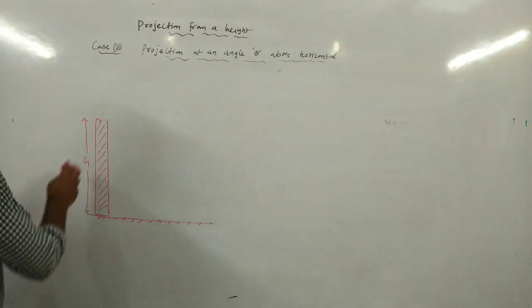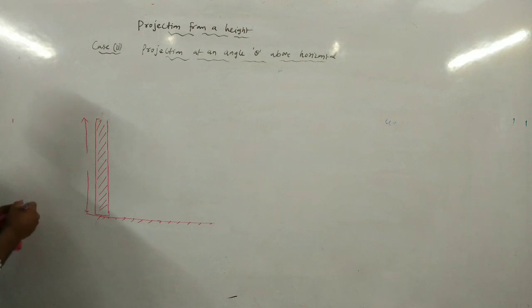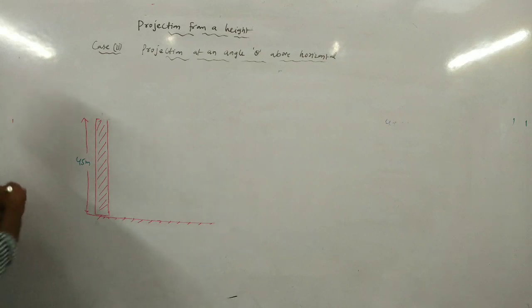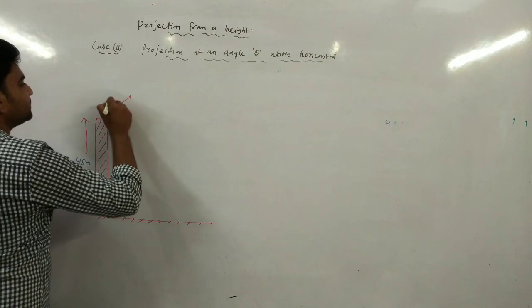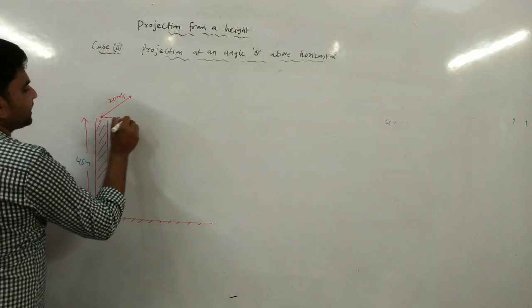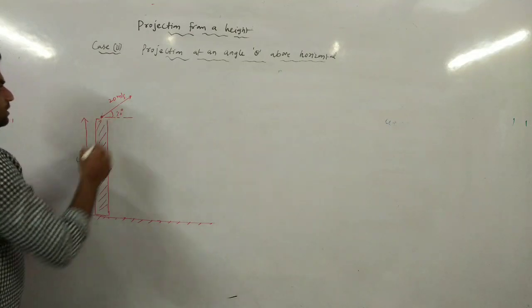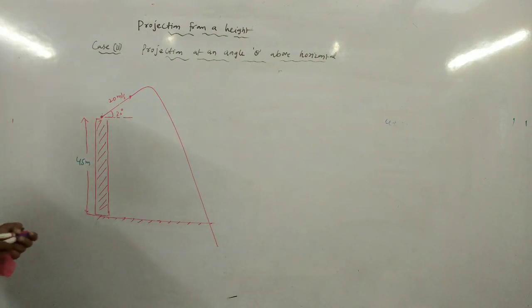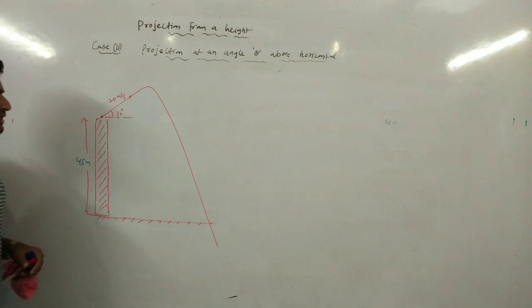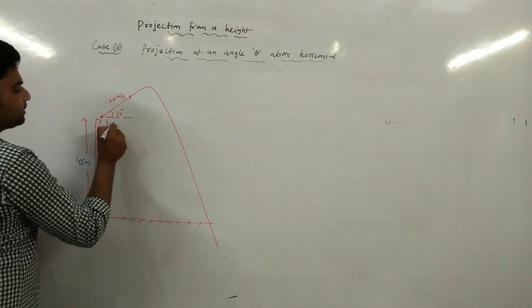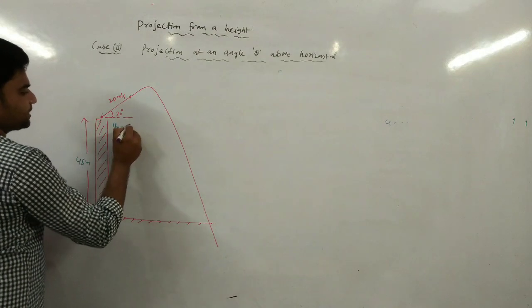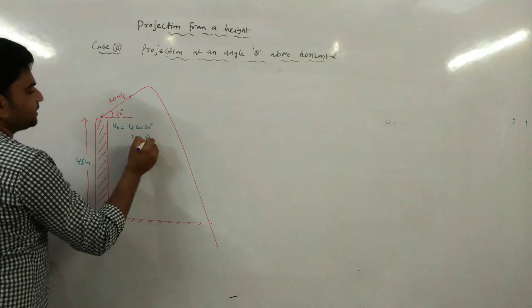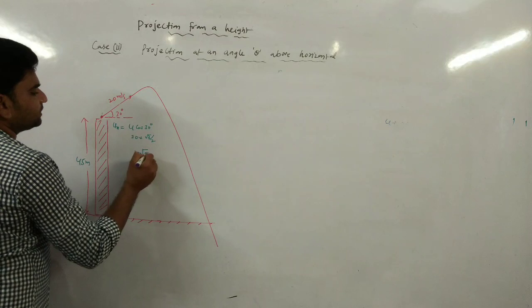So this is my tower, and this is having a height of 45 meters. Now I am throwing a particle with a velocity 20 meter per second. It is making an angle 30 degrees with the horizontal, so that my path will be like this. I want to calculate everything. What is the time period, what is the range, what is the Vy, everything I want to calculate. First let me calculate its horizontal component, nothing but ux. Ux is nothing but u cos 30 degrees. U is 20, cos 30 is root 3 by 2, nothing but 10 root 3 meter per second.